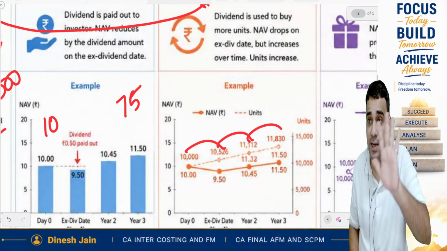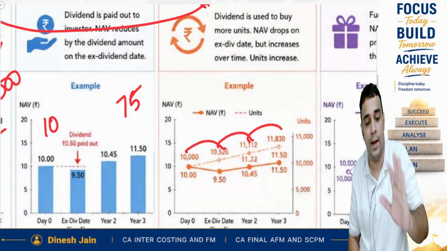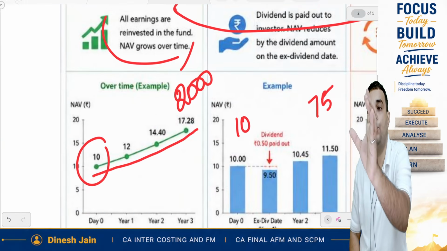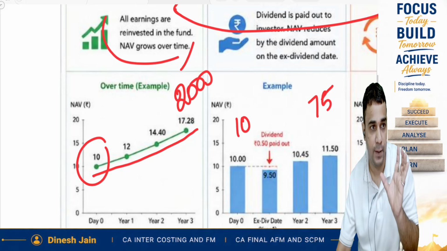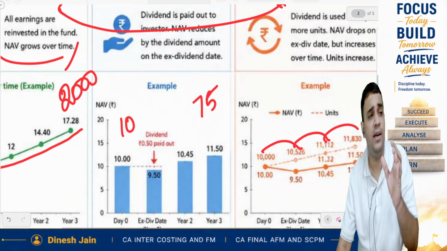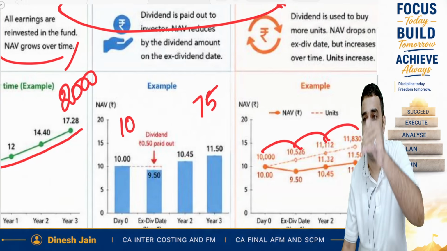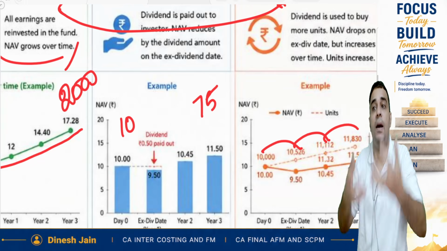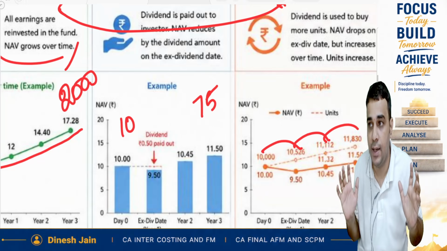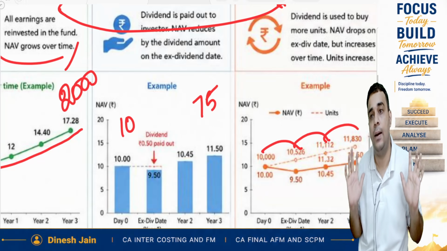Let's first understand the concept. In a growth plan, NAV will keep going up as long as markets are going up. In a reinvestment or a payout plan, NAV will suddenly fall down, but units will increase or money will hit the bank account.